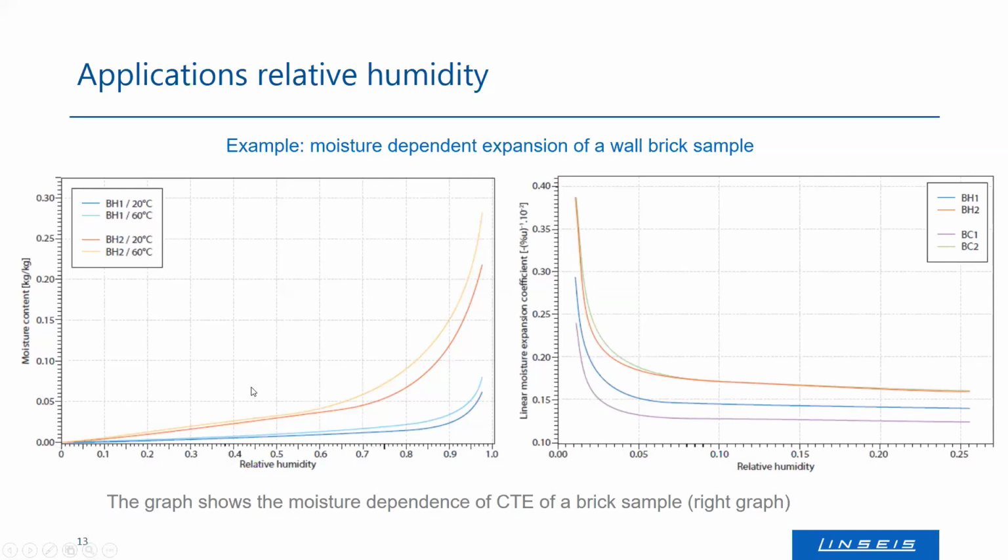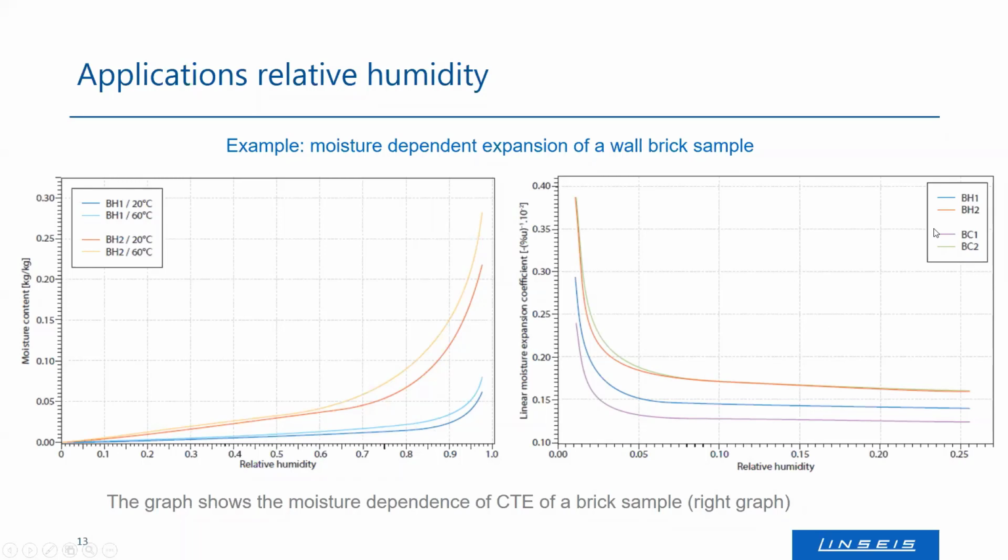And as you see, the blue brick takes up significantly less humidity, so it's less porous. So the humidity level within the brick is lower, the mass increase is lower, and it dramatically increases when it's getting really wet, when the water is almost liquid at the high level. The same for the red line and the yellow line for the other brick. This brick is more porous, it takes up much more humidity. And as you can see, both samples show the difference between 20 degrees and 60 degrees. At 60 degrees, the capacity to take up humidity of the sample was much bigger.